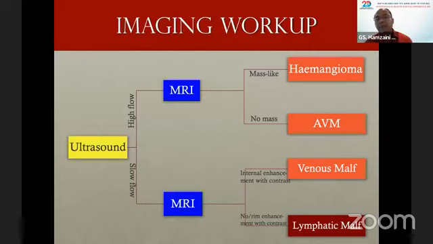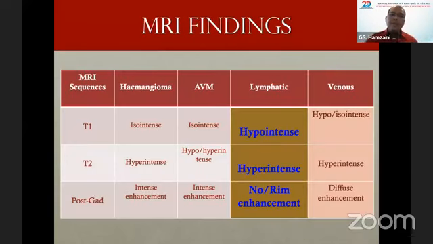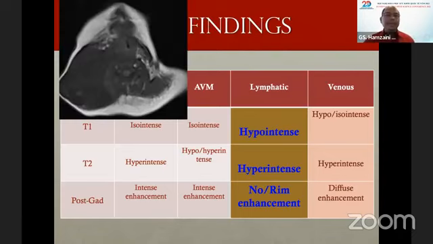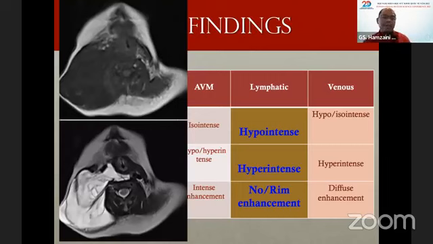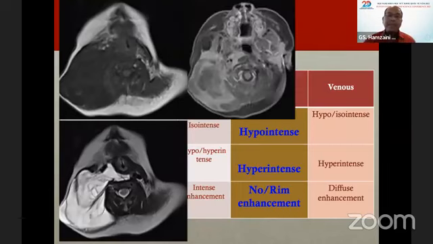When I do MRI, what I see is basically no enhancement, or if there is any enhancement, it should be just a wall enhancement. So for lymphatic malformation, as I mentioned, no enhancement. T1 is low signal intensity. T2 is cystic, so it is bright, hyperintense signal. In post contrast, you can see it has no significant enhancement, and probably enhancement is seen at the septa.